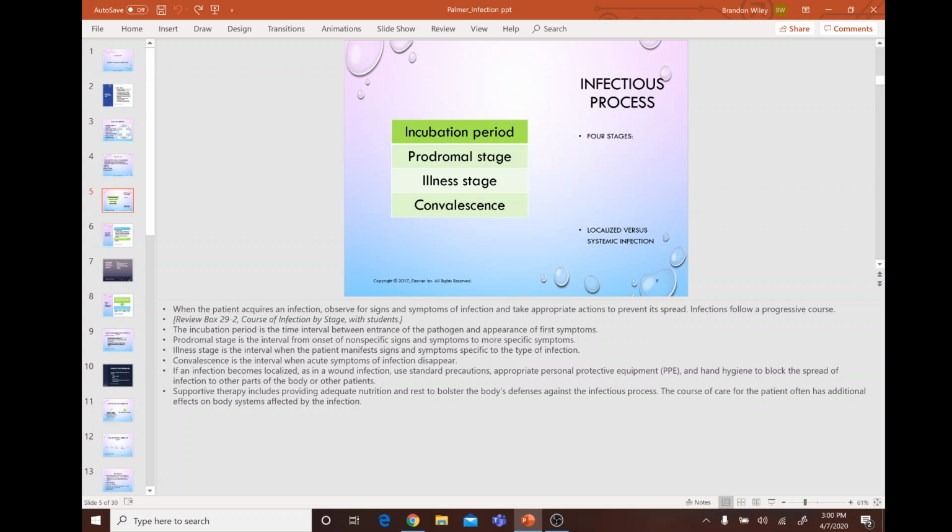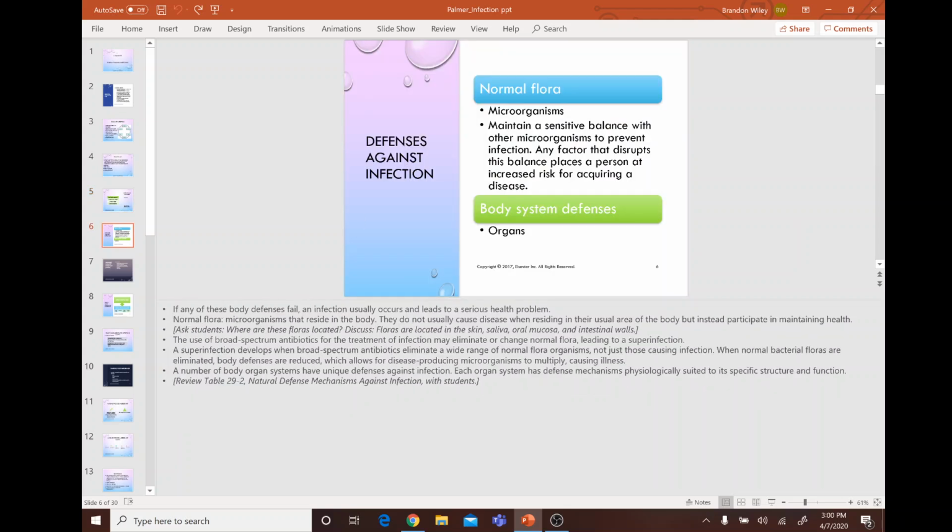So when an infection becomes localized, as in a wound infection, what do we want to do? Use standard precautions, appropriate PPE, and hand hygiene to block the spread. What is normal flora? Microorganisms in the body. They don't cause disease if they're in the normal area, but they instead participate in maintaining health.